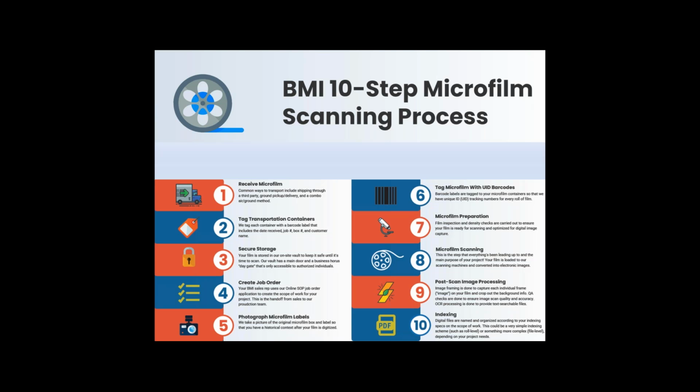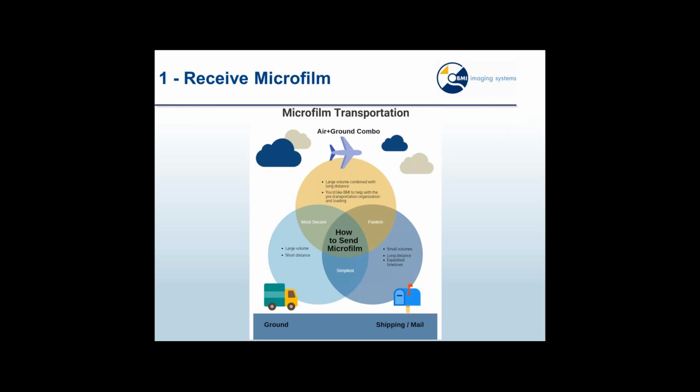So we have receiving the microfilm, tagging, secure transportation, creating job orders, some things that go along with that in the creation process, the actual prep of the scanning, the microfilm scanning, and then what happens once the film is scanned. Those are the things that we're going to go over today. So let's get right into it. The first step is to receive the microfilm. I guess that's the first physical step. There are obviously some things that need to take place before this happens.